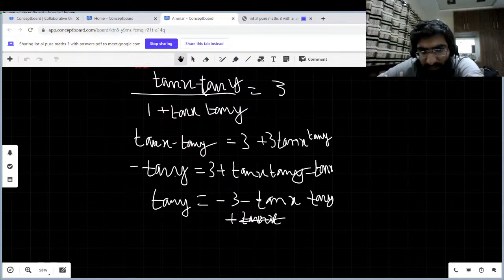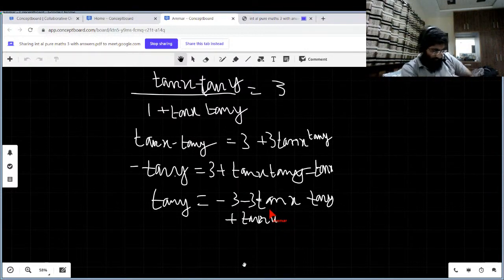Yeah. I said it's wrong. Yeah, is this it or what? Is there more? Oh, I have to take the tan y to the other side, right? You have to make tan y the subject. So all tan y's must be at one side. Yeah. So let me... I don't know what I'm doing.